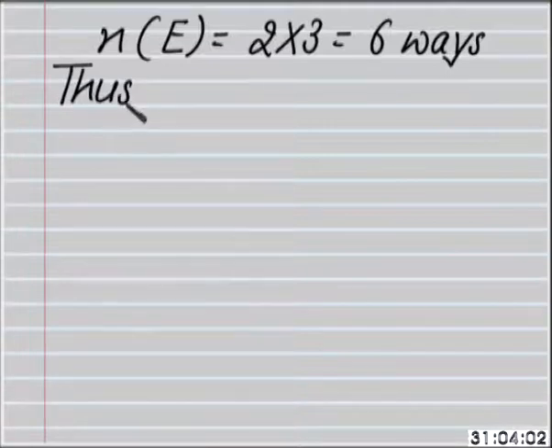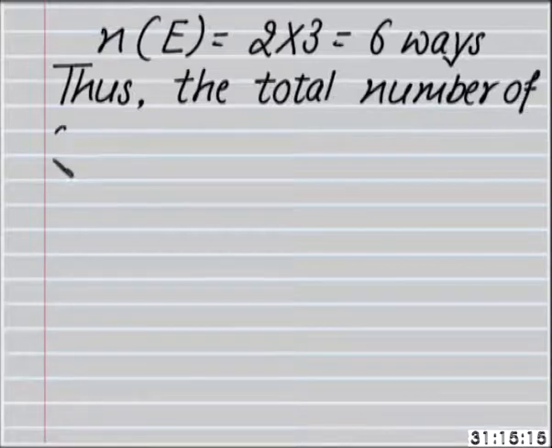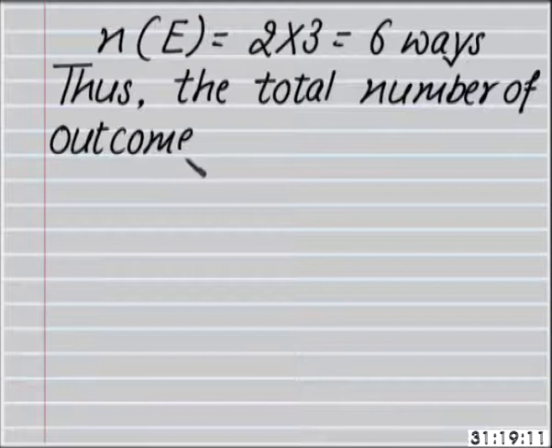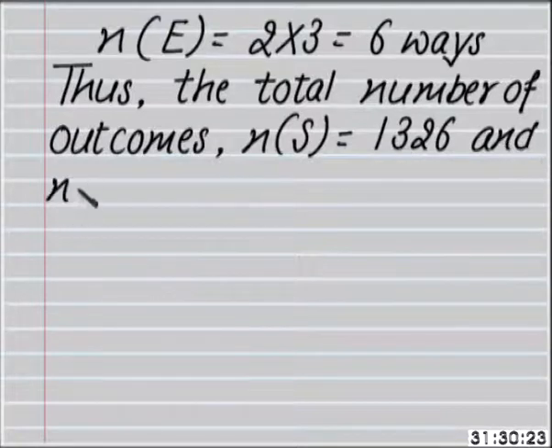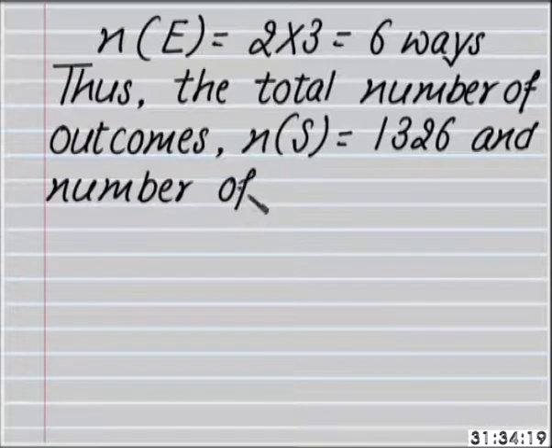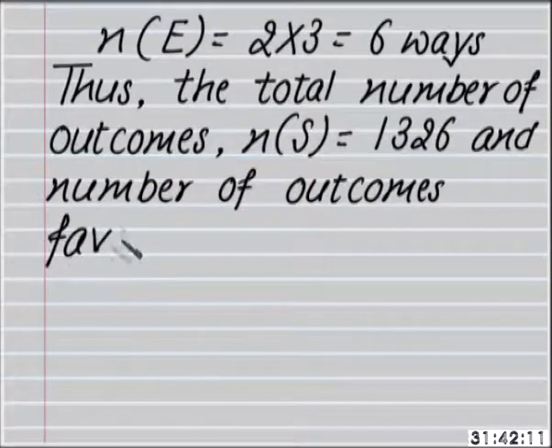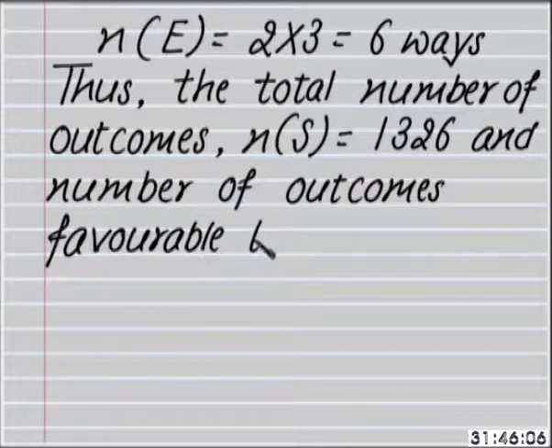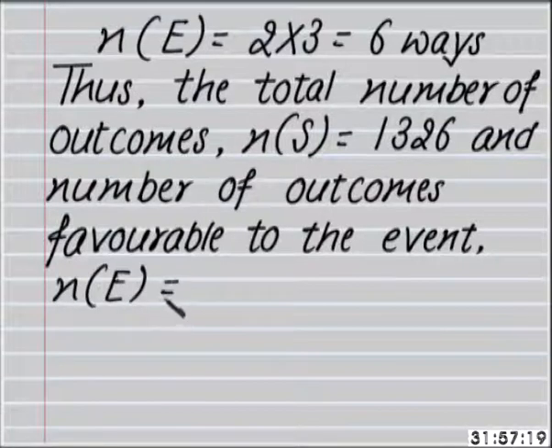Thus, the total number of outcomes n of S is equal to 1326, and the number of outcomes favorable to the event, that is n of E, is equal to 6.